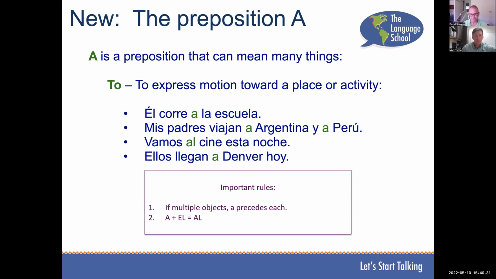Okay, perfecto. A couple of little grammar rules for you. Like in number 2, we have 2 objects. So grammatically, you're supposed to put a in front of each of those. That's why we have a Argentina y a Perú, okay? And then in Spanish, you always contract the words a and el together. Be careful, because el can mean he or it can mean the. In the situation that it means the, you contract it to al.